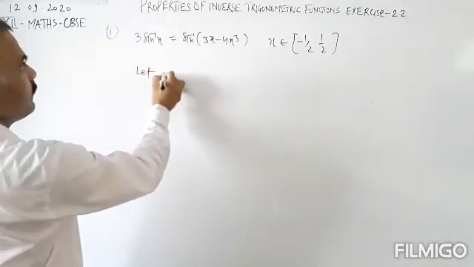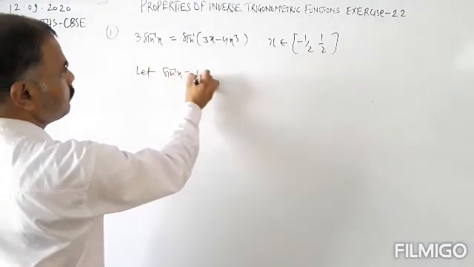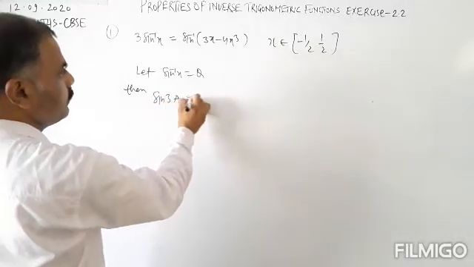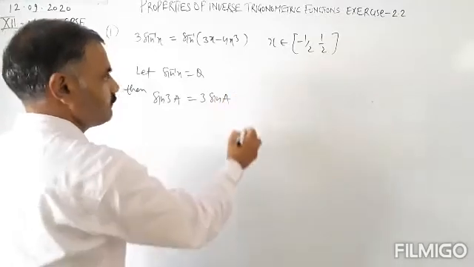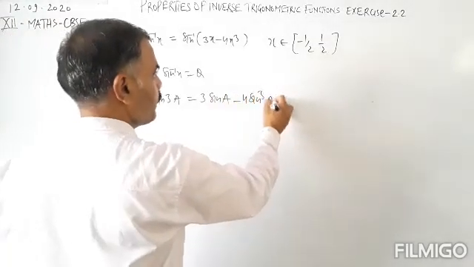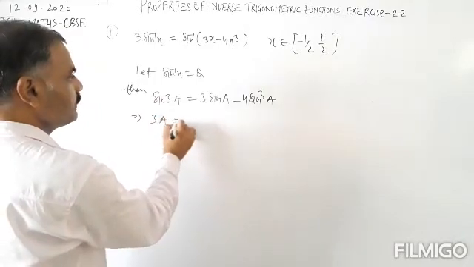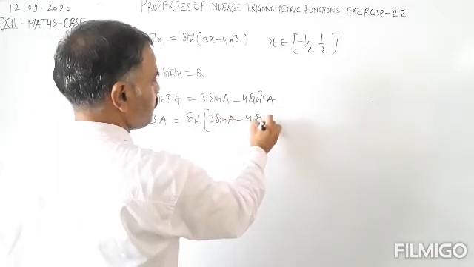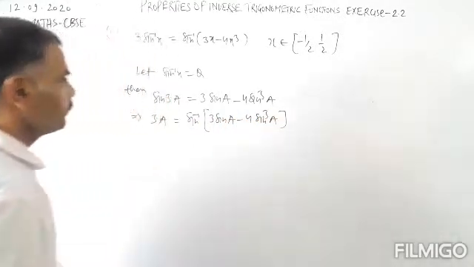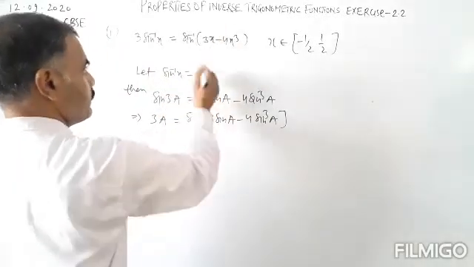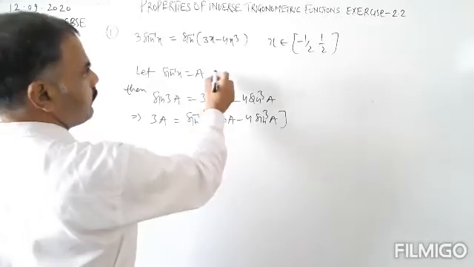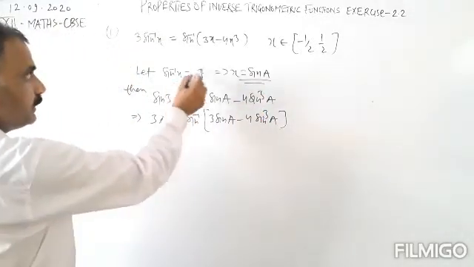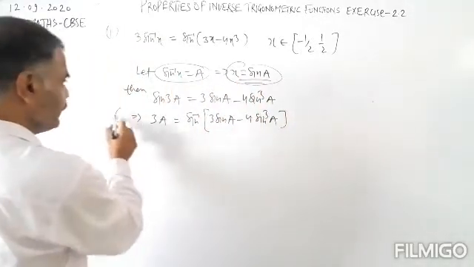Let sin inverse x is equal to theta. Then we know that sin 3a equals 3 sin a minus 4 sin cube a. So 3a is equal to sin inverse of 3 sin a minus 4 sin cube a. Here sin inverse x is equal to a, which implies that x is equal to sin a. Now substituting this in this identity.